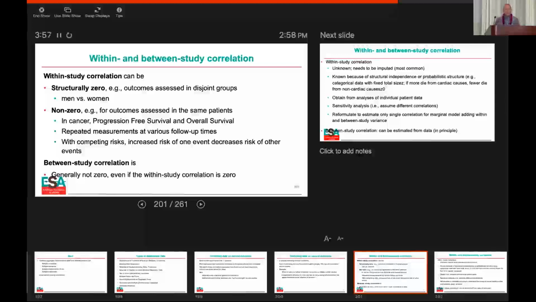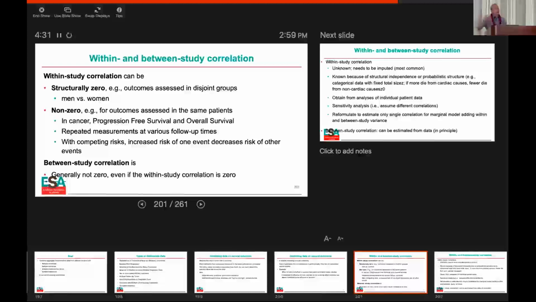So the correlations within a study could either be zero, by definition or by structure, because the outcomes are assessed in disjoint groups. For example, you look at an outcome in men and another one in women. Or it could be non-zero for outcomes that are assessed in the same patients. For example, in cancer studies, we often look at overall survival and progression-free survival. So if one is surviving better overall, you're probably not getting your cancer progressing.